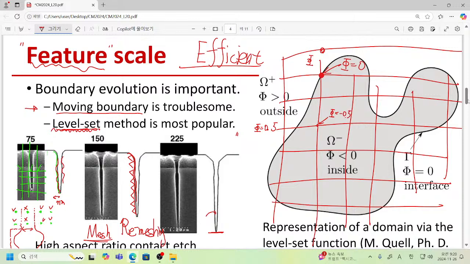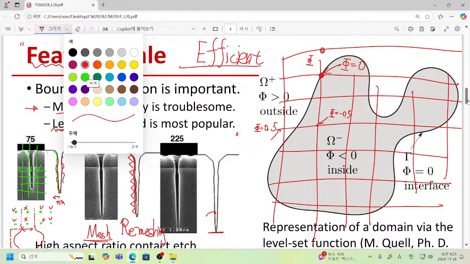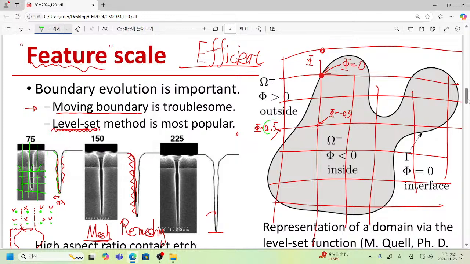Then none of them corresponds to a boundary. Then how can you find the actual boundary? We take the linear approximation on this edge. So the level value is linearly changing from 0.5 to minus 0.5. So we can easily understand that at the middle of this journey we have the value corresponding to the boundary.